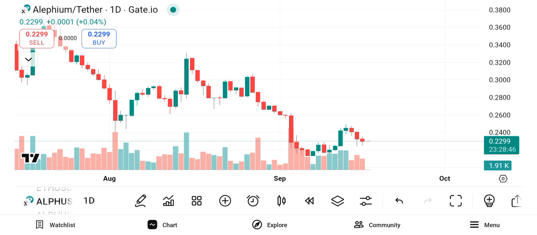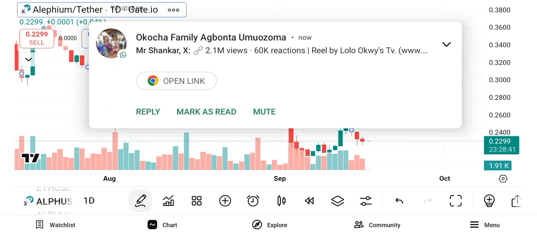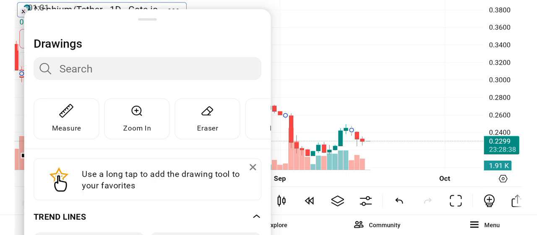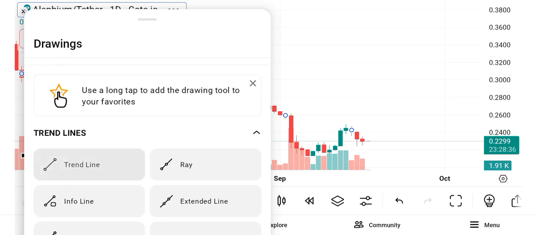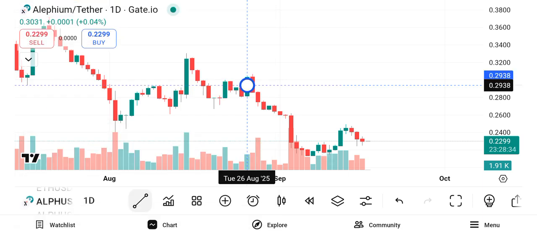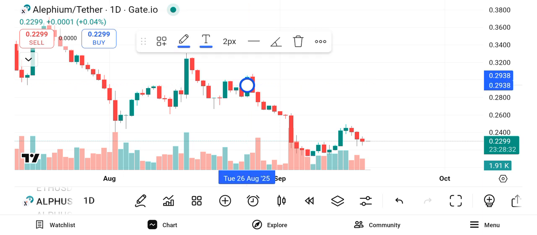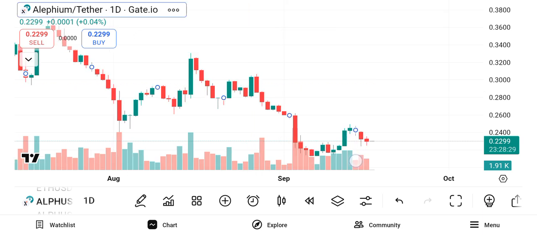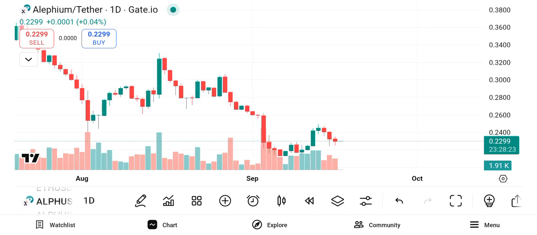So when we analyze this chart, we'll find that our support level is here, at let's say 0.2. So the price is currently 0.2299.